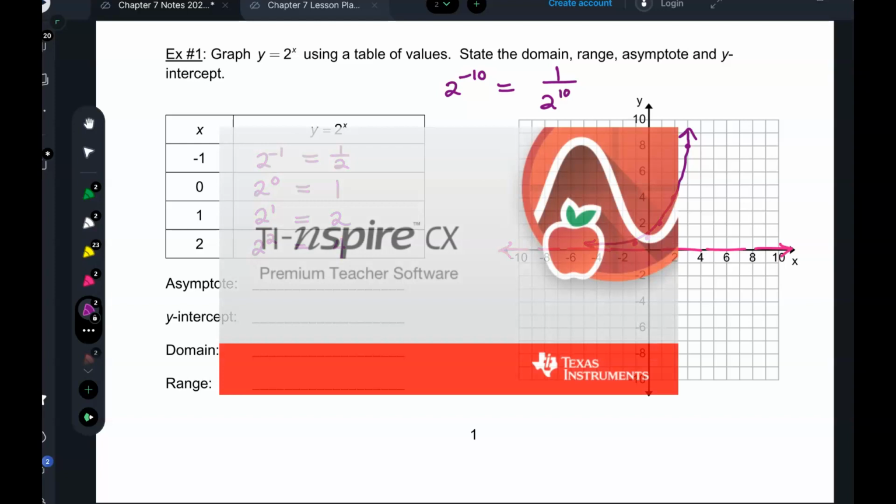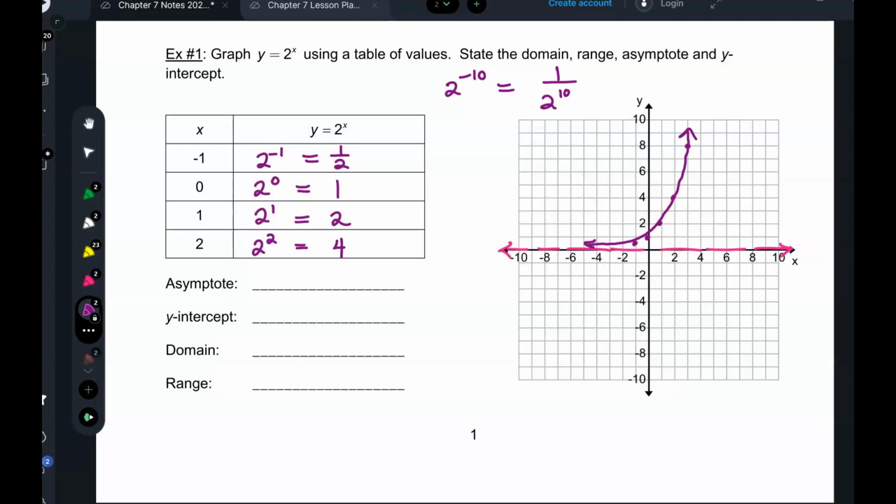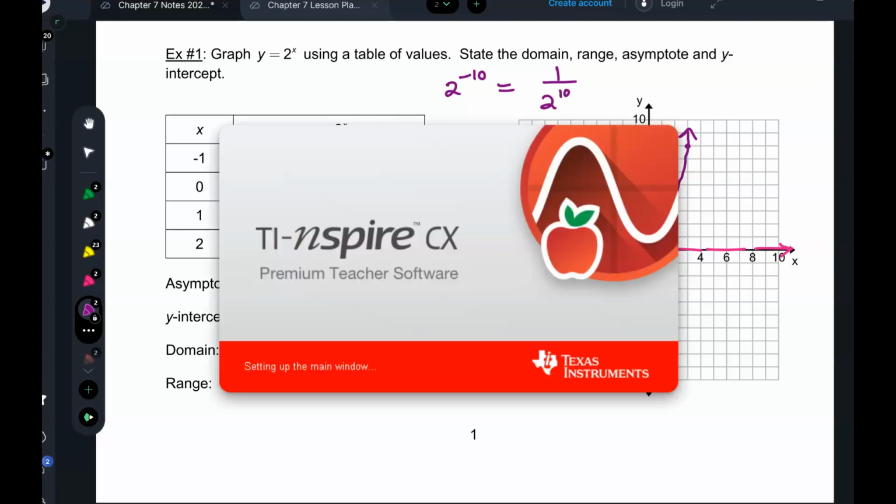Let's see, we can do that real fast. I think I have it. Is it 1024? Yeah, could be. Yeah, it is.